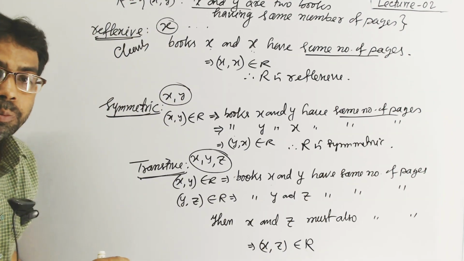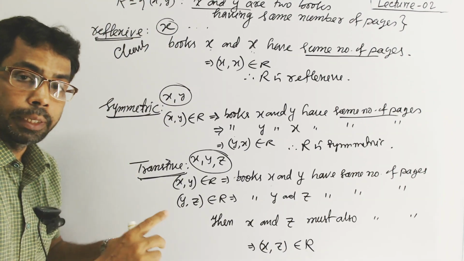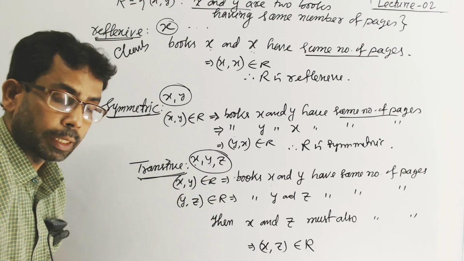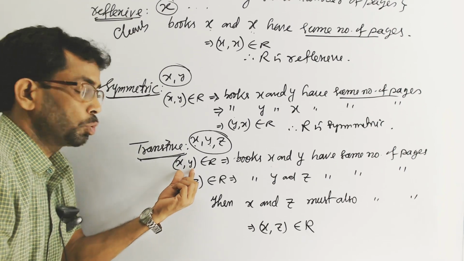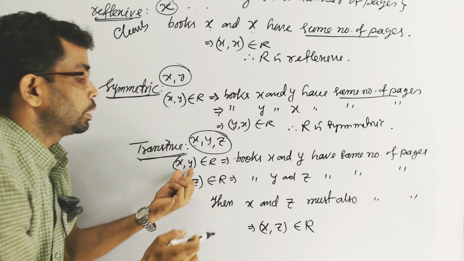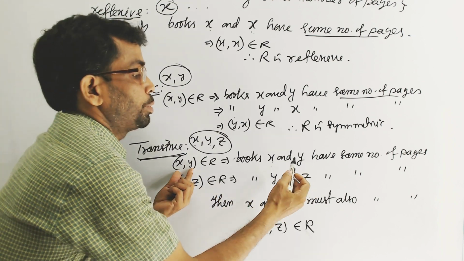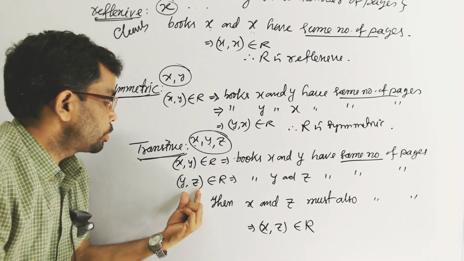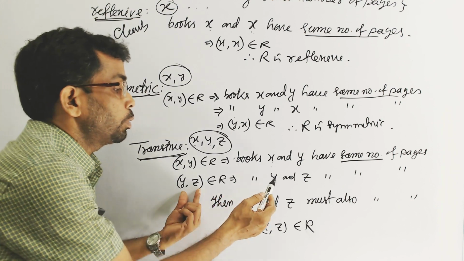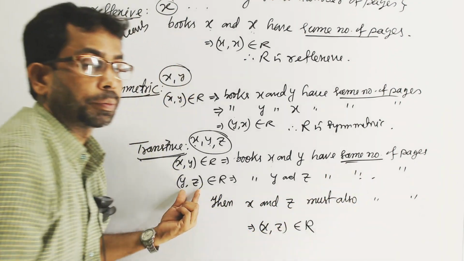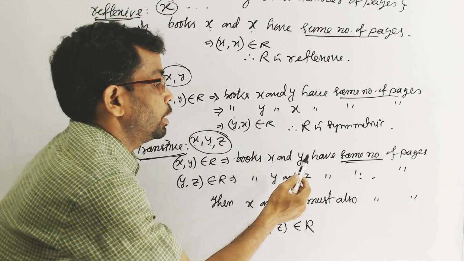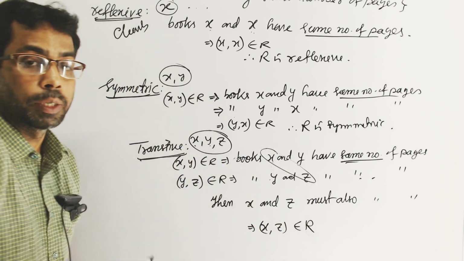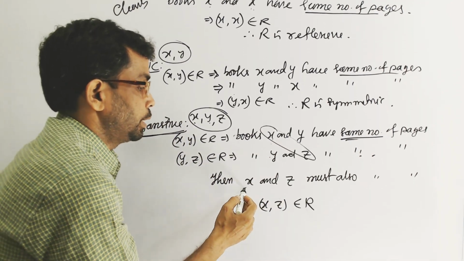To explain transitivity, we must take three elements, and in this case, the three elements are three books in the library. So consider three books X, Y, Z in the library. Then, if the pair (X, Y), that means two books X and Y, are in the relation, then the two books must have the same number of pages, as is the given condition. And if the books Y and Z are also in the relation, then they also must have the same number of pages. Then obviously we can see here X and Y have the same number of pages, Y and Z also have the same number of pages. So obviously X and Z must also have the same number of pages.